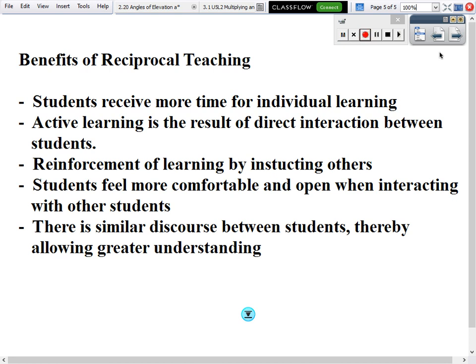They feel more comfortable and open with interacting with students. This gives them more of an opportunity to feel comfortable with taking risks or trying new things. And of course, the discourse between students really allows them to understand the content better, being able to talk the language, so to speak. So this is what we are looking for in reciprocal teaching. And again, this is a really, really valuable and easy strategy that can be implemented into the classroom.